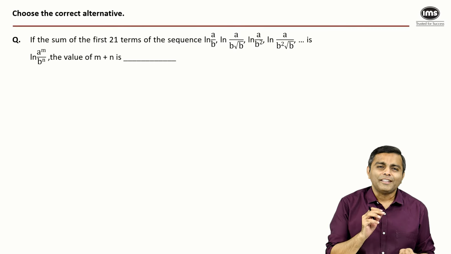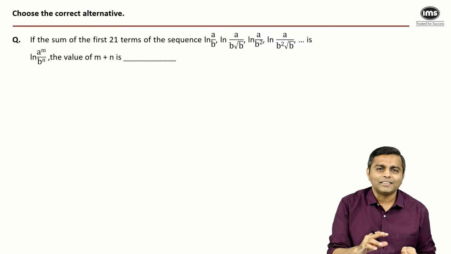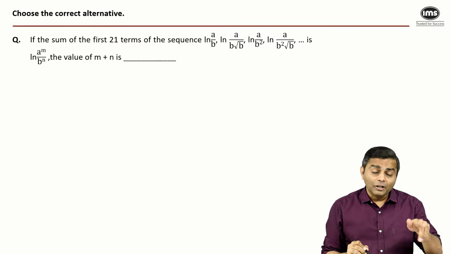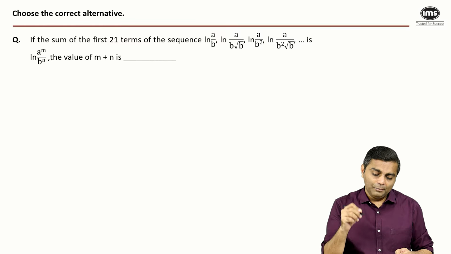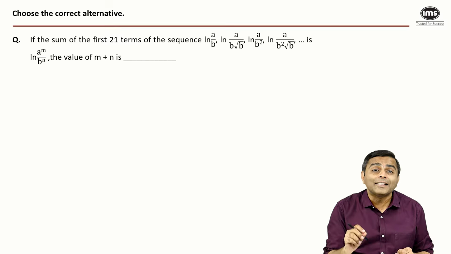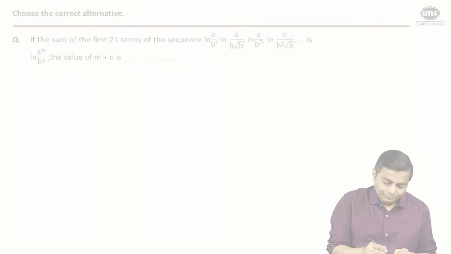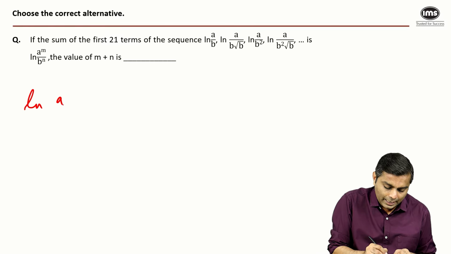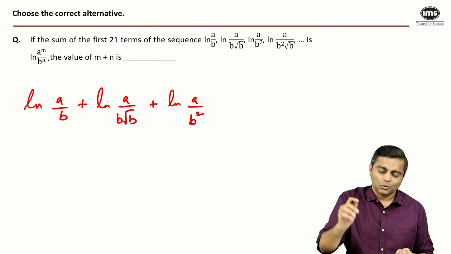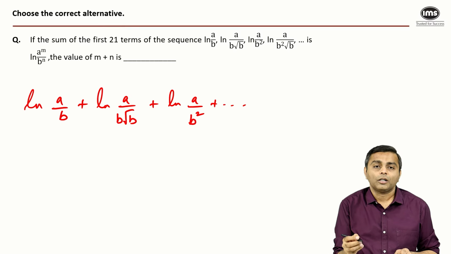Moving on to the next question. This question I would put somewhere between B and C, only because it is lengthy, not because it is difficult. Sum of the first 21 terms of ln A by B, ln A by B root B. ln is natural log, which means the base is E. So natural log A by B plus natural log A by B root B and natural log A by B squared and so on and so forth till 21 terms.